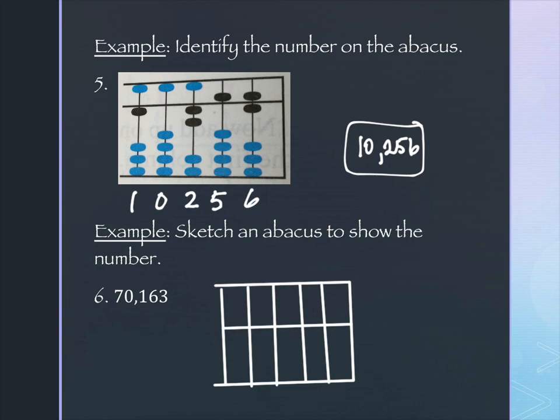So the first number is the number 7. How do I get a 7 on an abacus? 1 above. 1 above, 2 below. Yeah, and then there's 2 more below down here that we have to put on there.